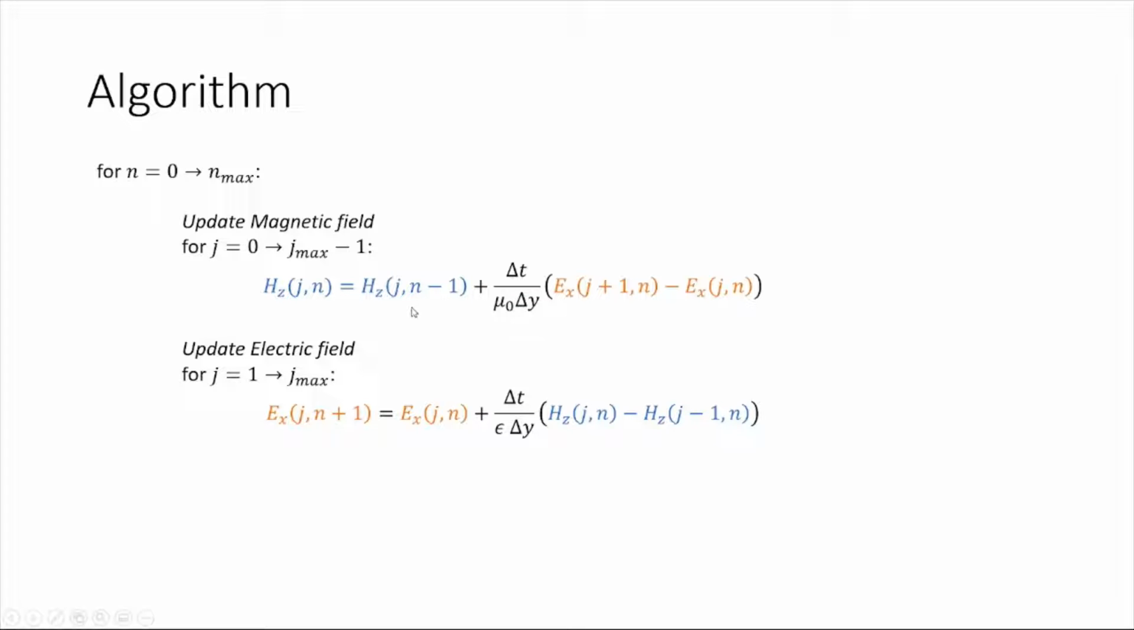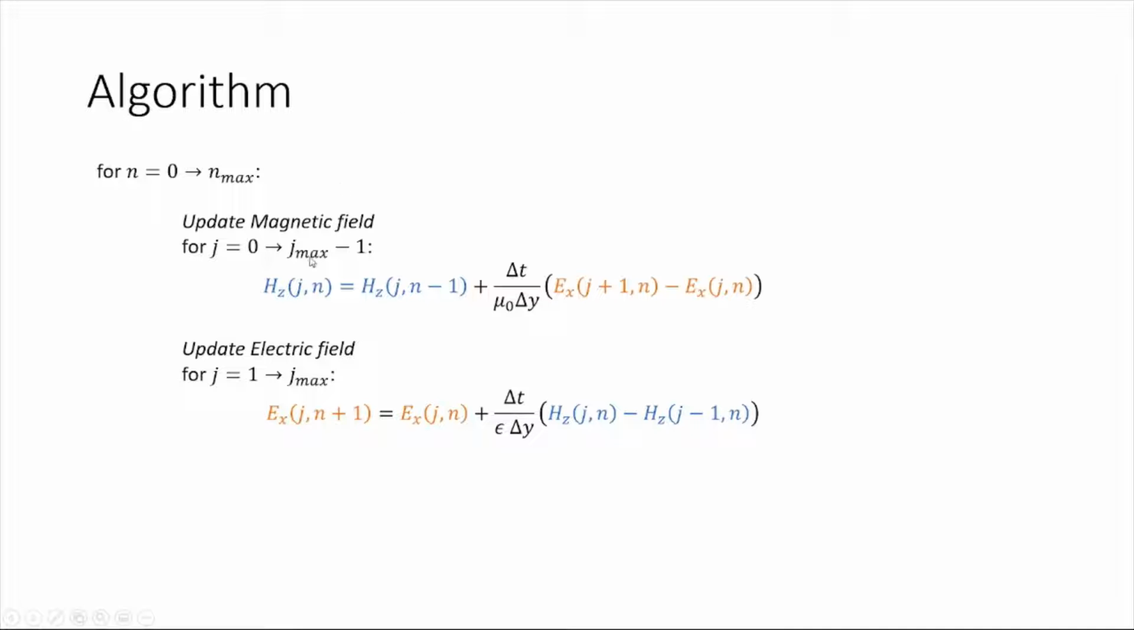So that's the previous time step plus this formula here. And we already know what Ex at n is from the previous time step. Next, we then update the electric field. So we go for j equal to 1, again I'll get to why it's 1, to j max, and Ex at j at n plus 1. We just need to know the Ex from the previous time step, and we need to know the Hs that we just calculated here. And that's the basic FDTD algorithm.